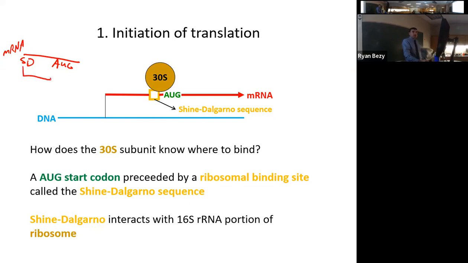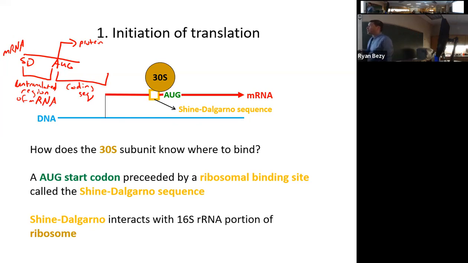This portion right here, though, is going to be the first base pair that goes into a protein. So this portion right here and on is probably what we call the coding sequence. It codes for the actual protein sequence. This right here is going to be an untranslated region. That means it does not directly code for a protein, but those untranslated regions can still be important.